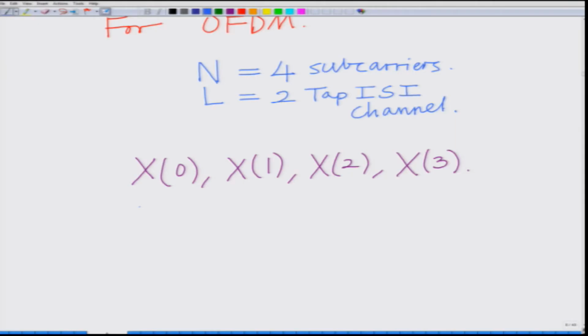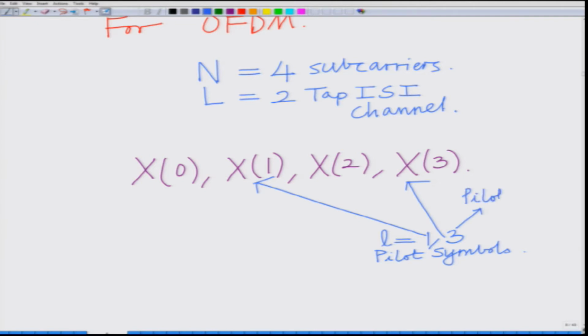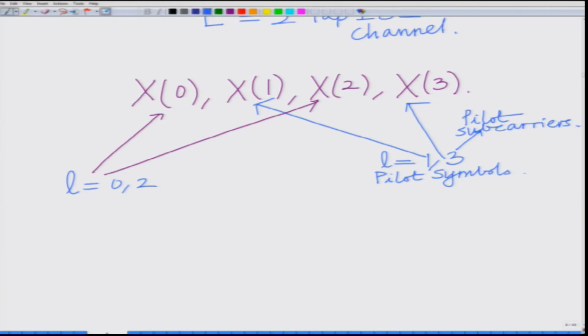And we said we are not going to load all the subcarriers with pilot symbols, rather we are going to load only 2 symbols, that is corresponding to subcarriers l equal to 1, 3. These are pilot symbols, and in fact we said these are your pilot subcarriers, okay. And similarly we have x0 and x2, the rest of the subcarriers, that is subcarriers l equal to 0, 2, these are your information subcarriers. These are loaded with the regular information symbols, that is the transmitted information over the channel.